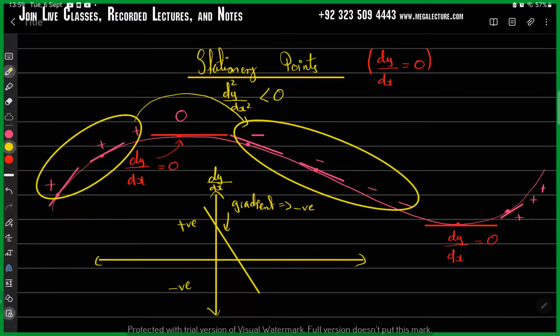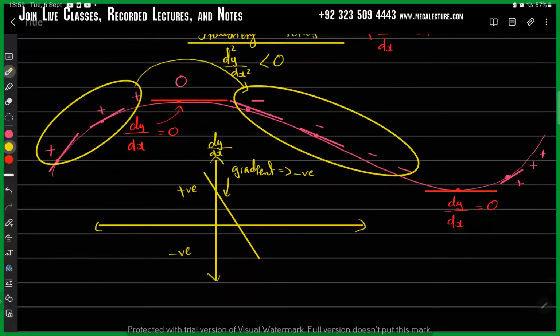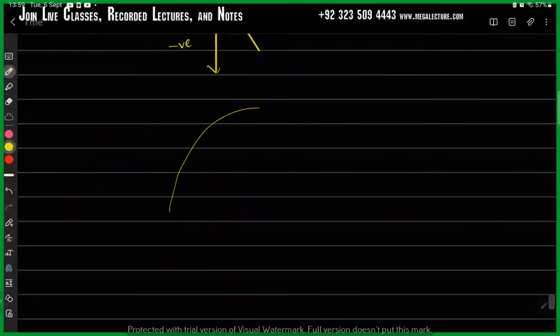For example, if I talk about this parabola, I know that the derivative at this point is positive, positive, positive because we are going upwards. And at this point it would be 0 and then negative, negative, negative, negative. So again, we are going from positive to negative. This again is a maximum point.